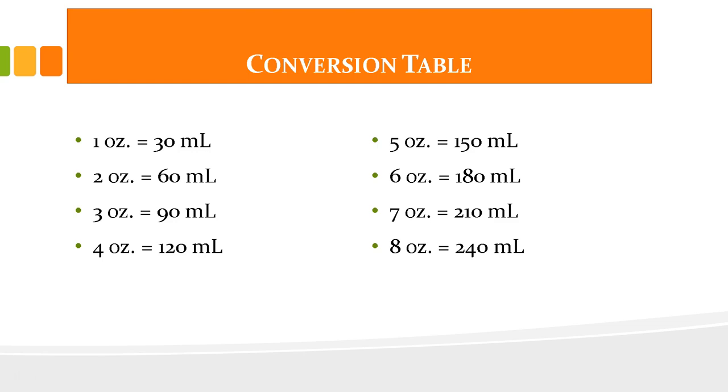Sometimes it may be easier to multiply by just using 3 times the number of ounces and then adding a 0 onto the final answer. For example, 8 ounces of milk could be multiplied by 3 instead of 30. 8 times 3 is 24, and then add a 0 at the end, and it's 240 milliliters.